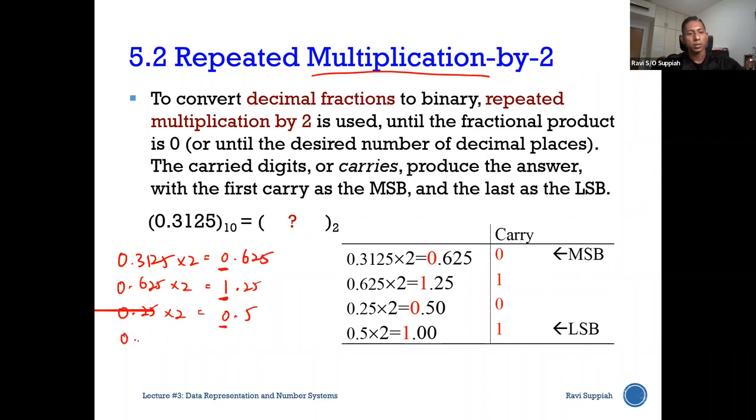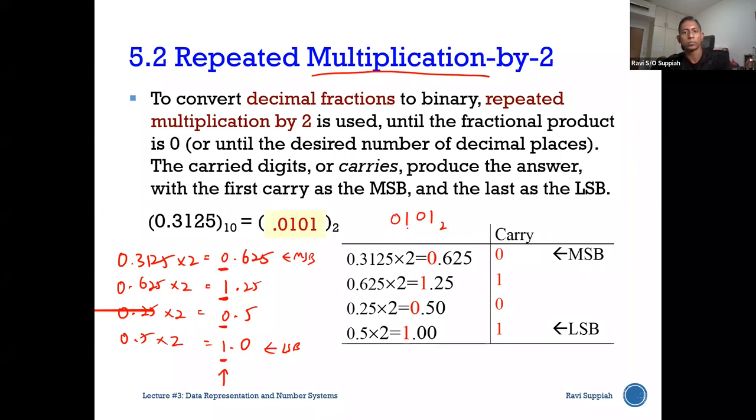So 0.5 multiplied by 2, I'll get 1.0. The moment you get 1.0, you stop. Then the answer is all the bits in front of the decimal point here. The first bit that you get is the most significant bit, and this is the least significant bit. So the answer here would be 0101 base 2. Okay, so that's the answer here.